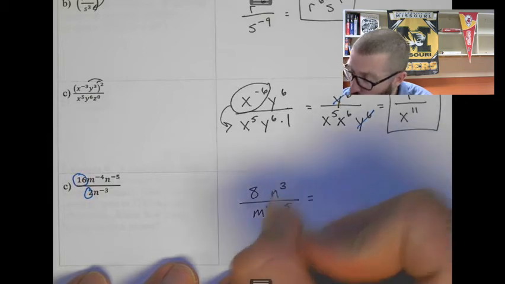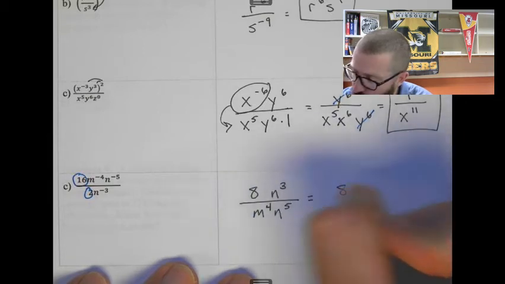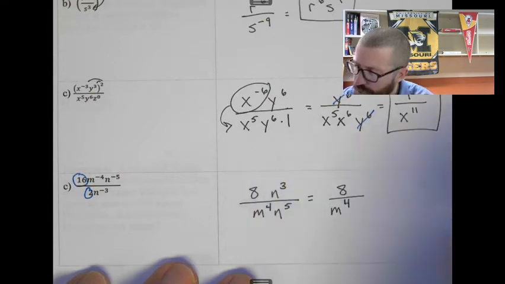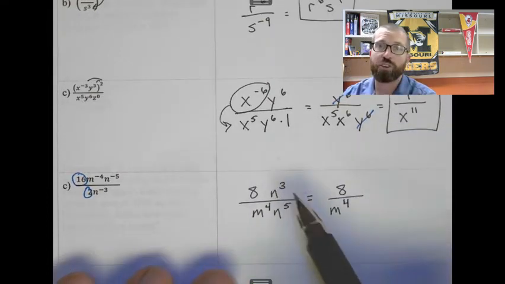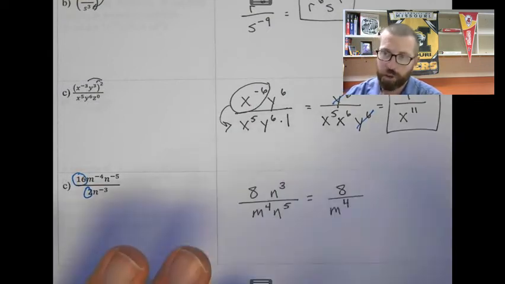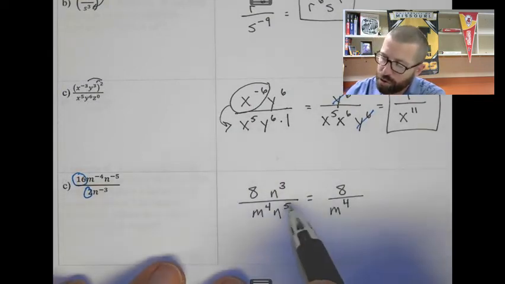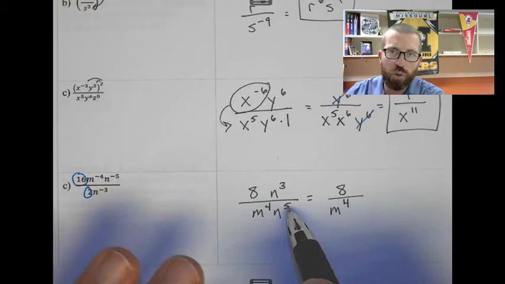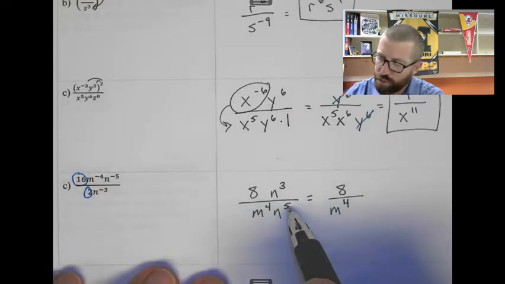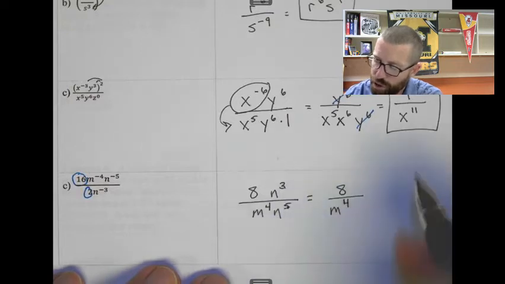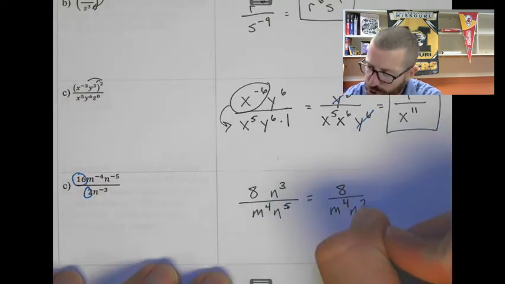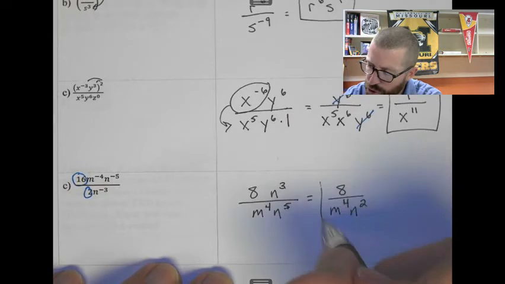Okay, and there's more than one way to do this. So the 8 and the m to the fourth, there's nothing else to do with those. And with subtraction, okay, so I'm going to start with the bigger number. So the bigger number is 5. So it's on bottom. I'm going to end where I started. So n to the fifth and then n to the third. So 5 minus 3 is 2. Because the bigger number was on bottom, my 2 goes on bottom.